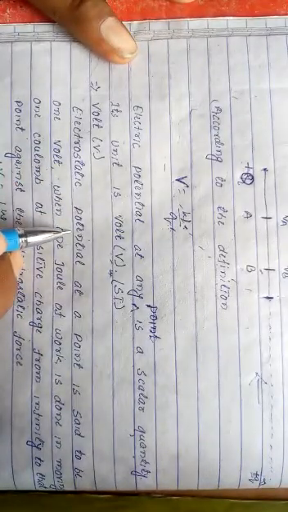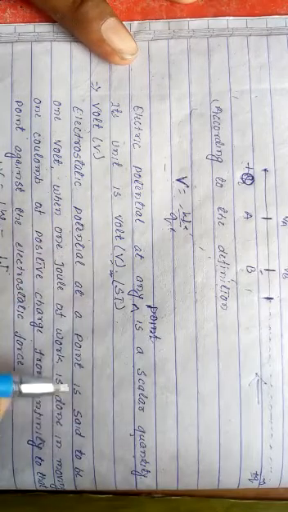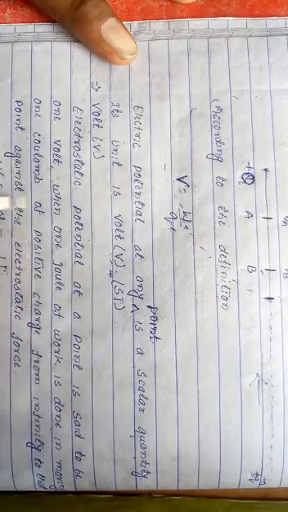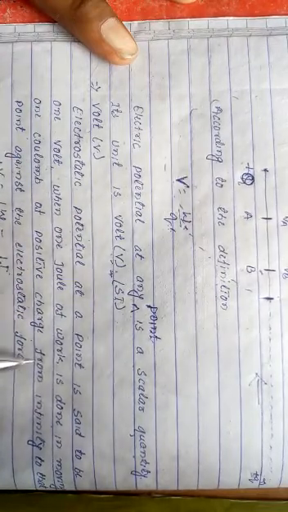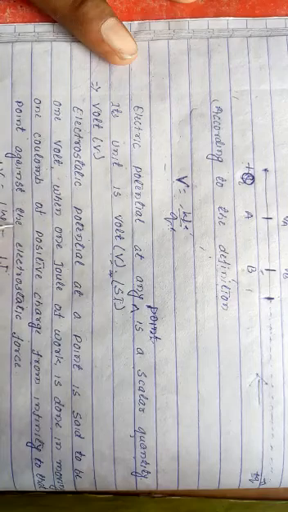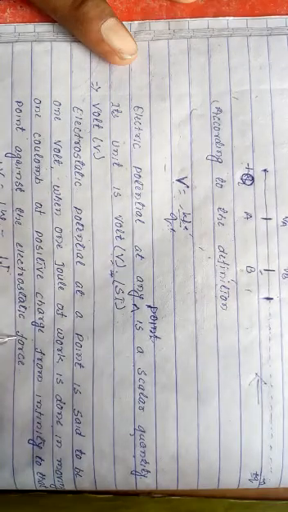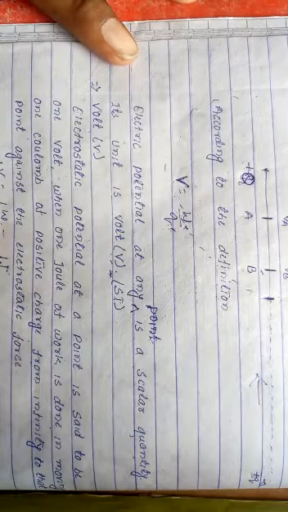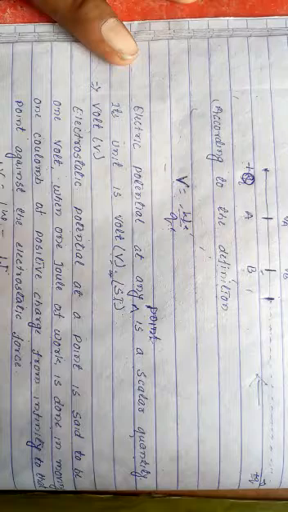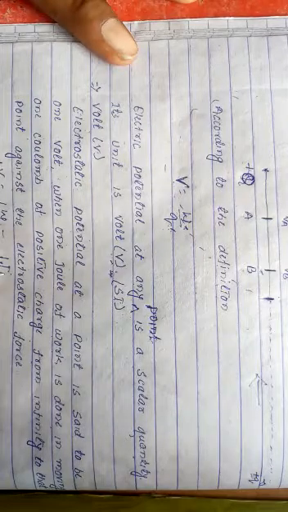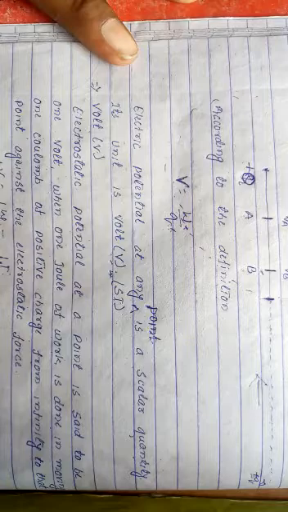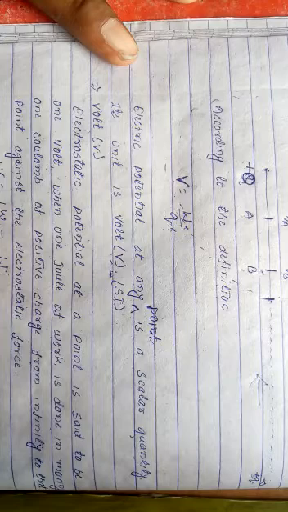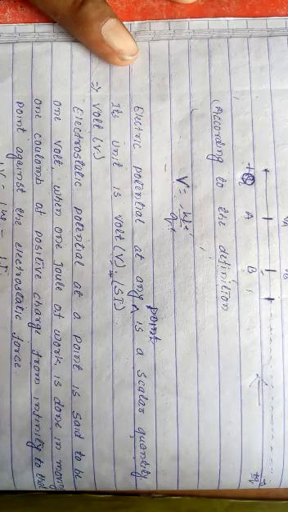Electrostatic potential or electric potential at a point is said to be 1 volt when 1 joule of work is done in moving 1 coulomb of positive charge from infinity to that point against the electrostatic force. Suppose you are doing 1 joule of work in carrying 1 coulomb of charge, then the electric potential will be 1 volt.